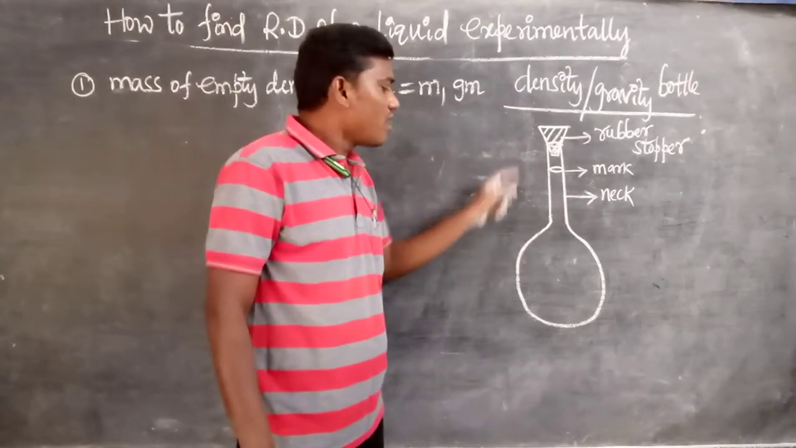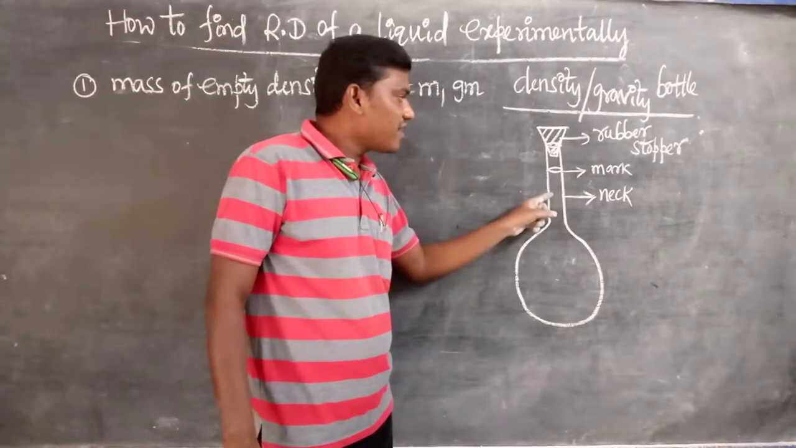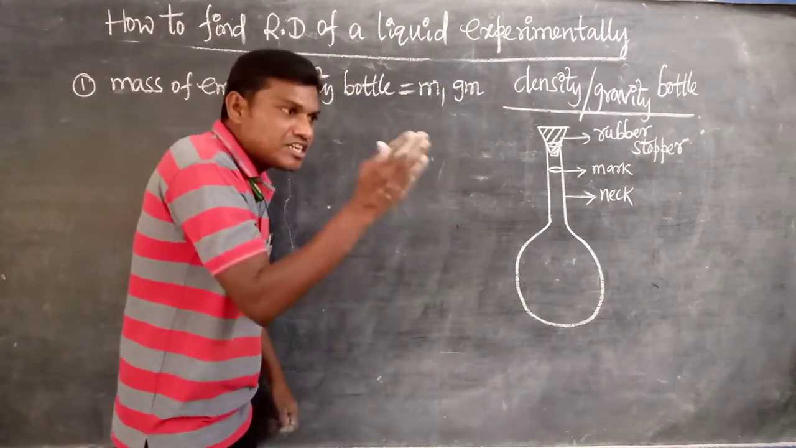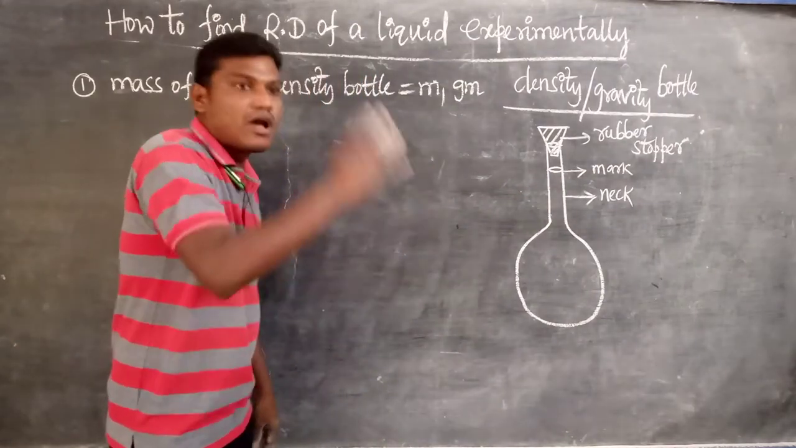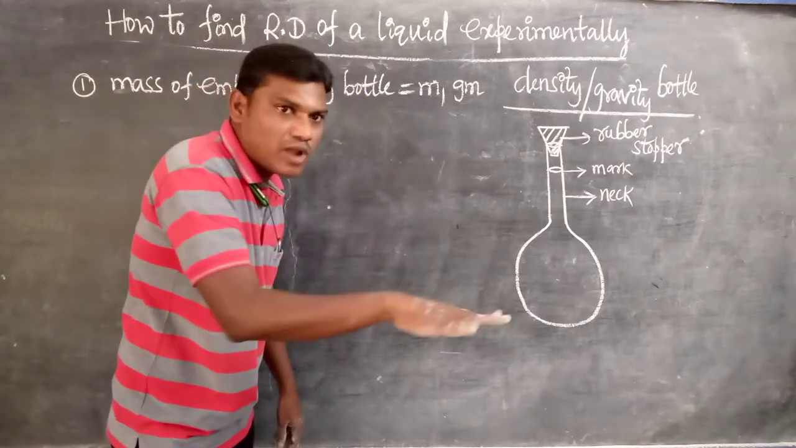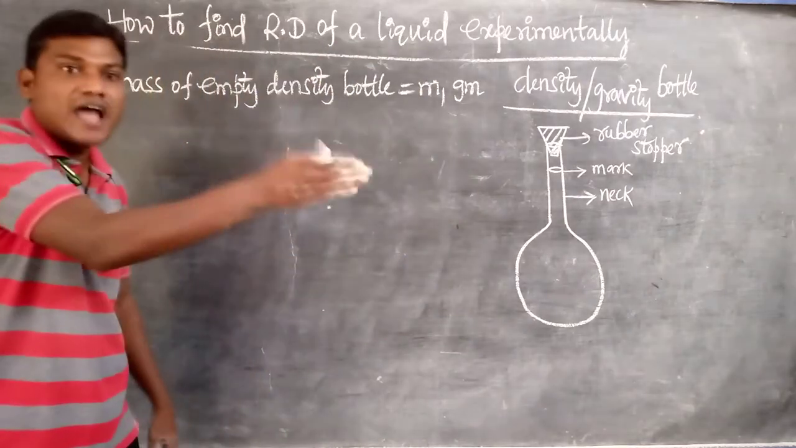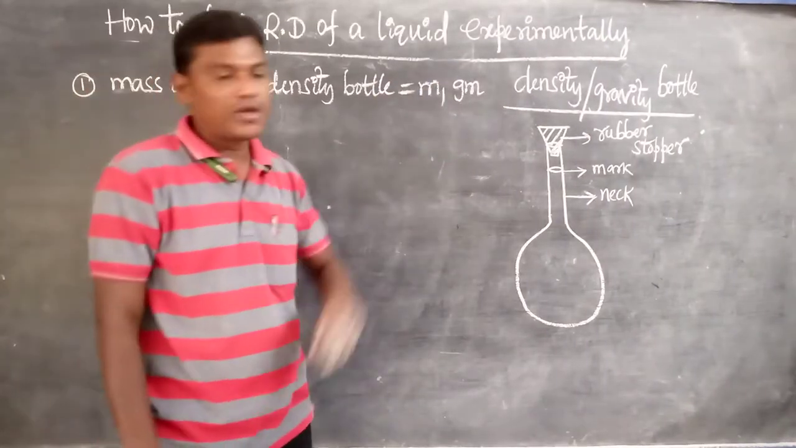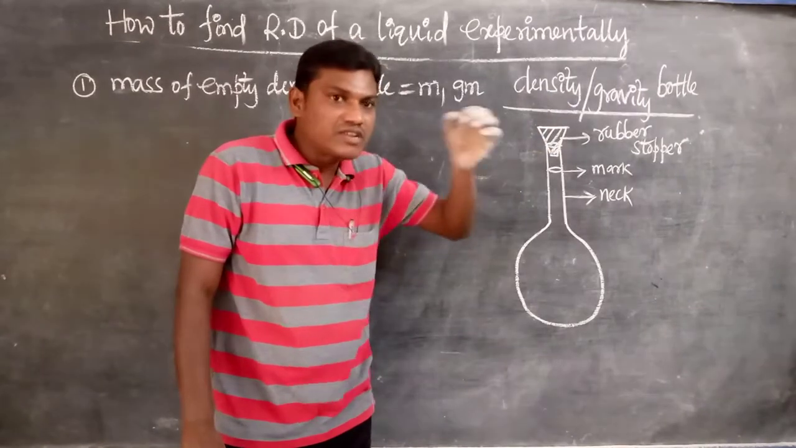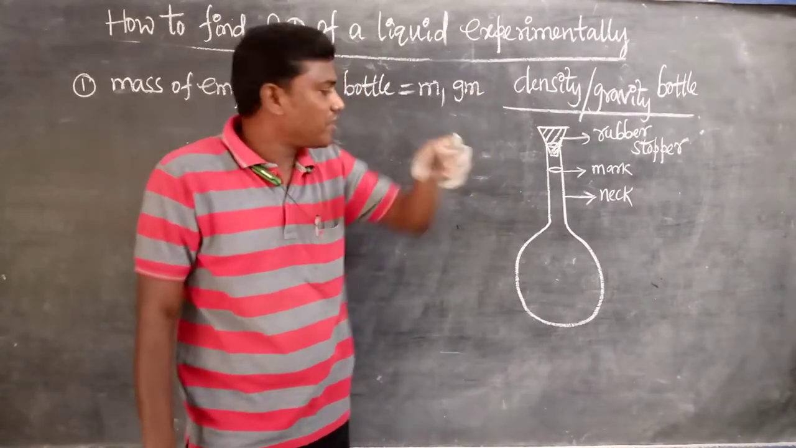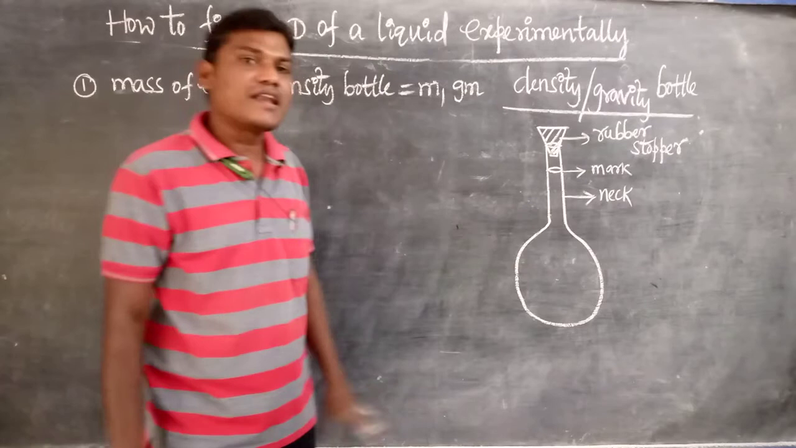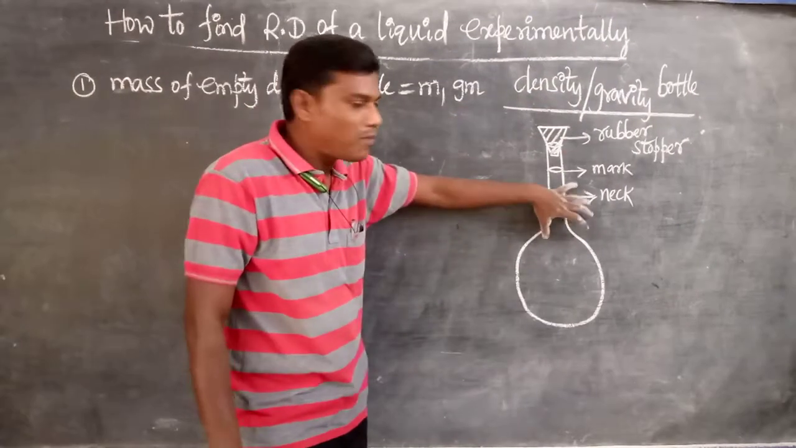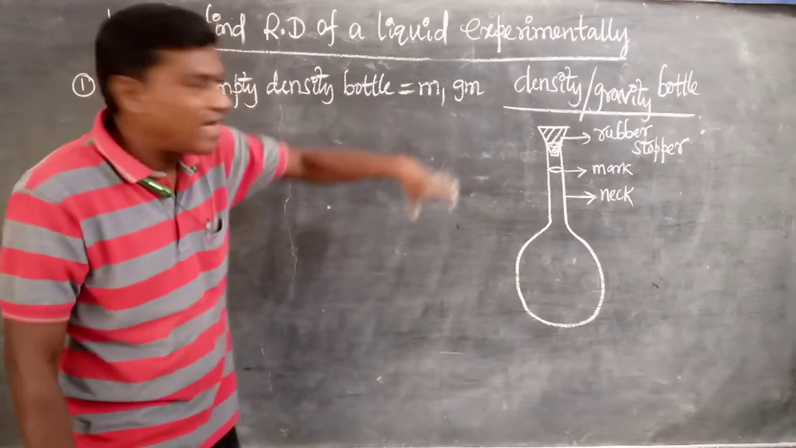Now remove the stopper and fill the density bottle with the liquid whose relative density you want to find, for example kerosene or petrol or diesel or vegetable oil or coconut oil, whatever oil is given, or alcohol, benzene, these are all liquids. Whatever liquid's relative density you are finding, fill it in the bottle up to the mark in the neck, close the rubber stopper, and again measure its mass.